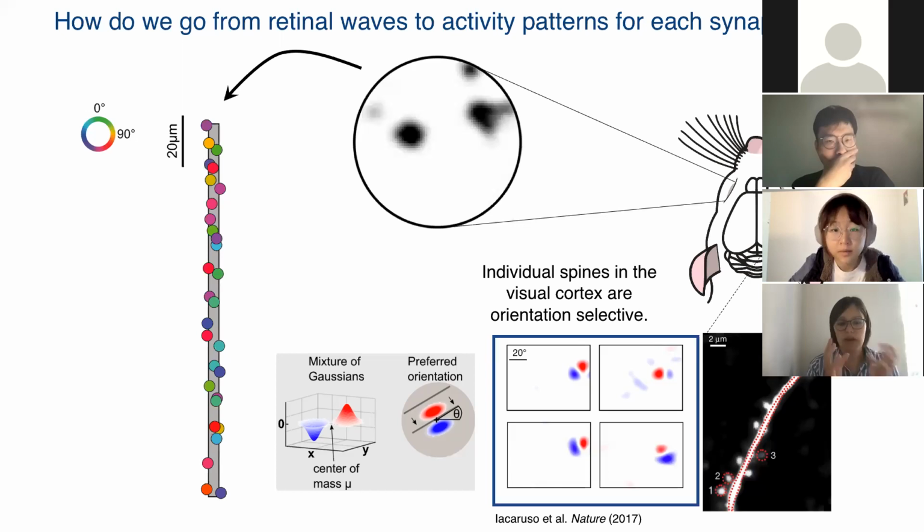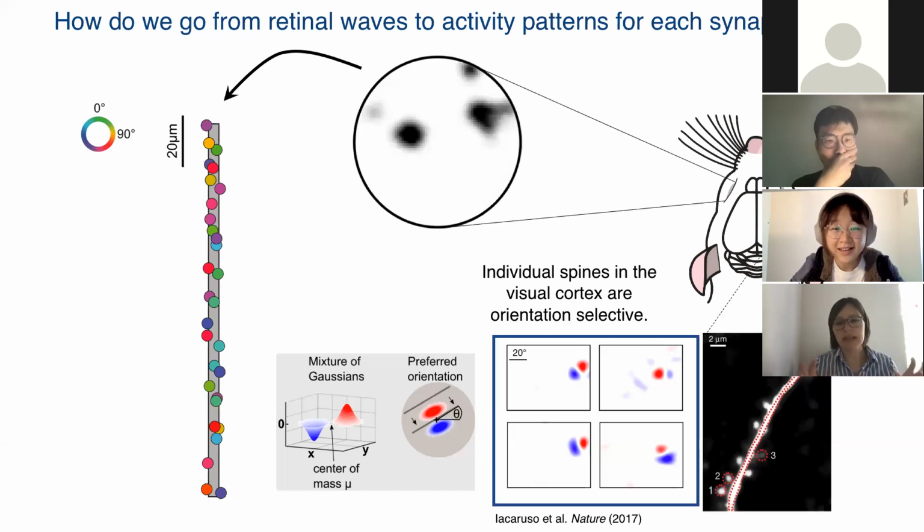So the reason that you have this positive and negative part of the Gaussian is because of how the positive and negative parts in the center surround receptive field in the thalamus form. I think it's clear. I hope that's clear.